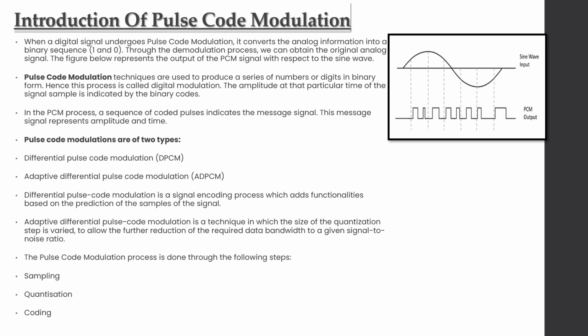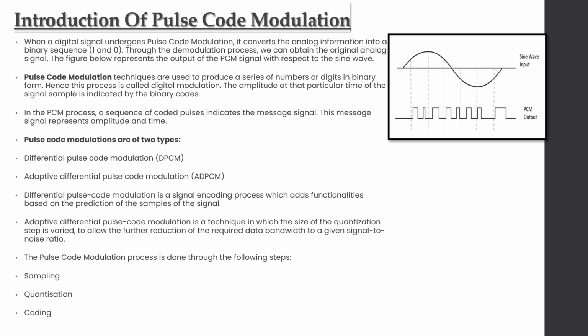The amplitude of the signal sample at a particular time is indicated by the binary codes. In the PCM process, a sequence of coded pulses indicates the message signal. This message signal represents amplitude and time. Pulse code modulation is basically of two types. Number one, DPCM or differential pulse code modulation. Number two, ADPCM or adaptive differential pulse code modulation.